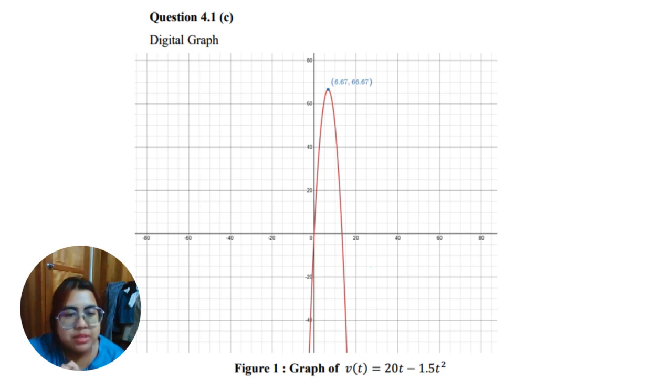After reaching the maximum point, the graph starts to decrease. This indicates that the velocity decreases over time and the car begins to decelerate. In conclusion, the motion of the car shows that it is accelerating first before slowing down after reaching the maximum velocity.